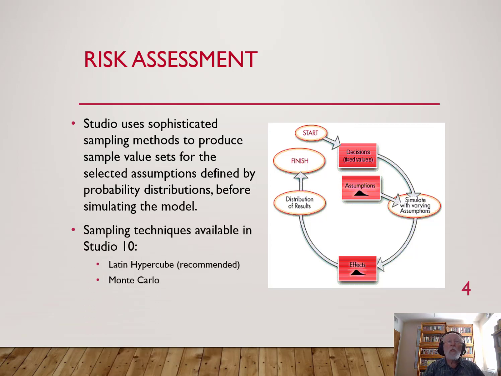Studio has two sampling techniques. One is Latin hypercube, and the other is Monte Carlo. And I guess the major difference is Latin hypercube is quite a bit more efficient than a Monte Carlo approach. Latin hypercube, I believe, takes account of the variation in some of your assumptions, whereas Monte Carlo runs through all possible combinations, and that can take quite a long time.